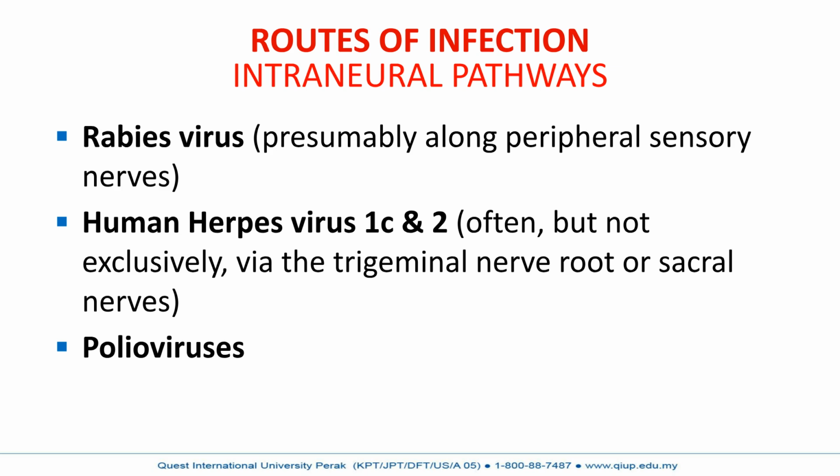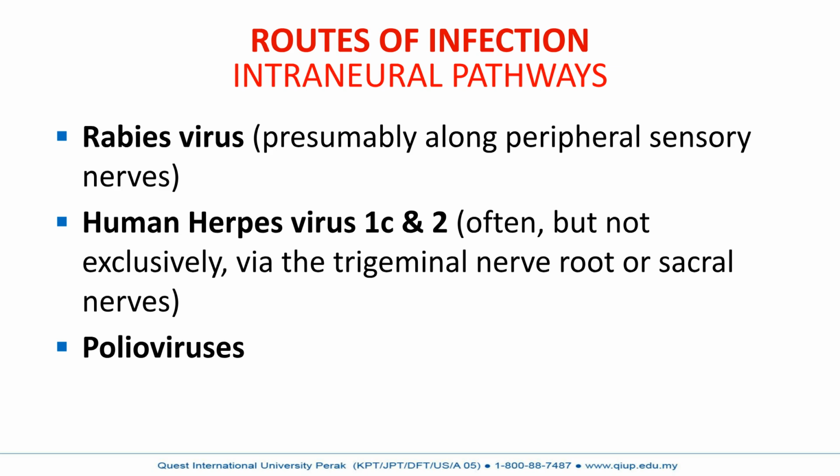Finally, let's discuss intraneural pathways, a completely different mechanism used primarily by viruses. The classic example is rabies virus. After inoculation through an animal bite, the virus enters peripheral sensory nerves at the wound site and travels retrograde, backward along the nerve, all the way to the brain. The virus is slowly traveling along nerves.